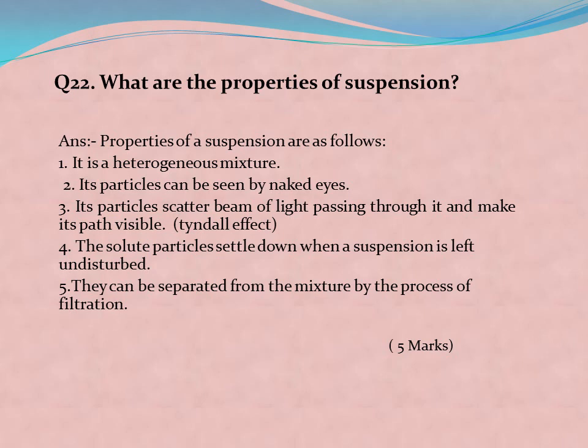Question number 22. What are the properties of suspension? Answer. Properties of a suspension are as follows. 1. It is a heterogeneous mixture. 2. Its particles can be seen by naked eyes. 3. Its particles scatter beam of light passing through it and make its path visible. Tyndall effect. 4. The solute particles settle down when a suspension is left undisturbed. 5. They can be separated from the mixture by the process of filtration.